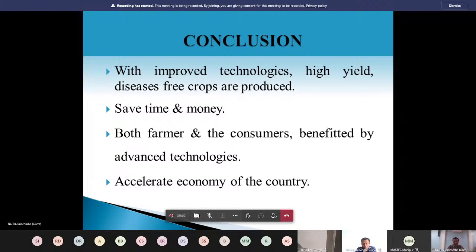Both farmer, consumer and all will benefit by using the advanced technologies, and thereby the economic condition of the country, of the state, and most probably the economic condition of the farmers will be upgraded by using this technology in future.